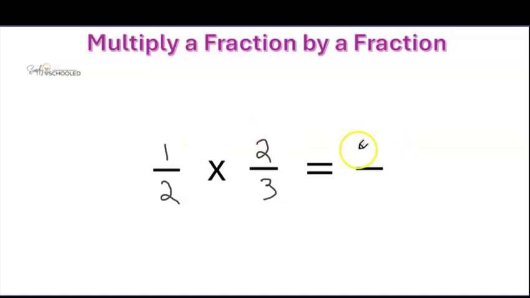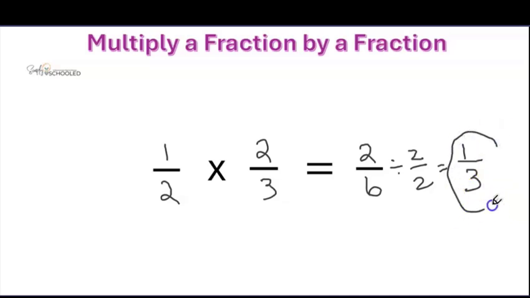So 1 times 2 is 2, and 2 times 3 is 6. And then you will want to simplify your answer. So 2 over 6, we can simplify by dividing by 2 over 2, and it equals 1/3. 2 divided by 2 is 1, 6 divided by 2 is 3. And that is my final answer.